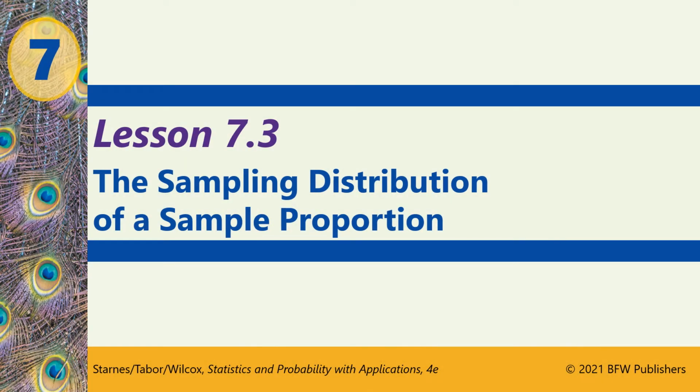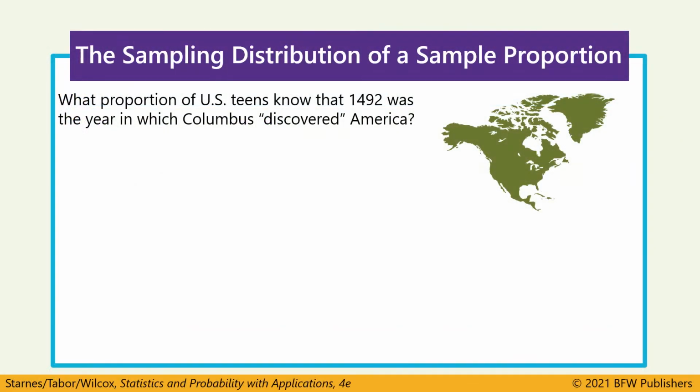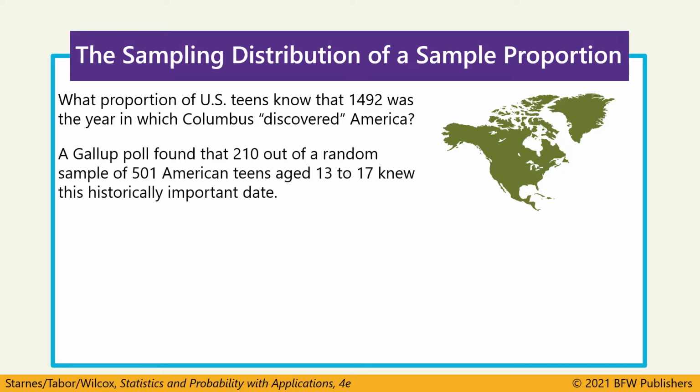Section 7.3, the sampling distribution of a sample proportion. Let's consider the question about what proportion of U.S. teens know that 1492 was the year in which Columbus discovered America. Now, to actually get the answer to this question, we would have to go out and poll every single teen in the United States, which is obviously just not feasible. So instead, we'll take a sample.